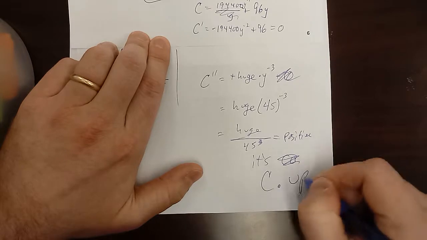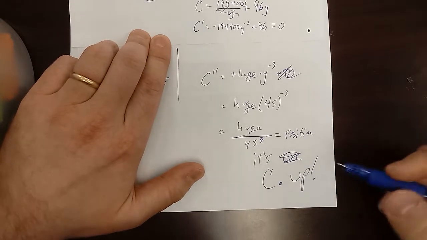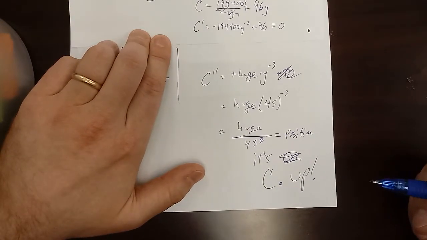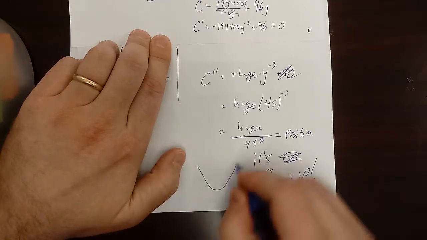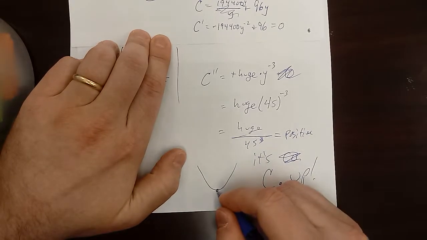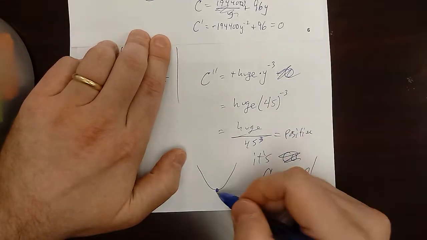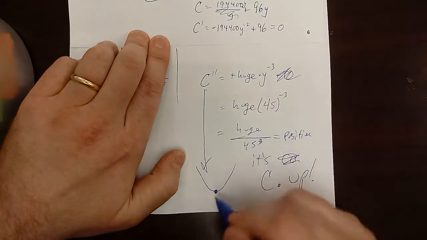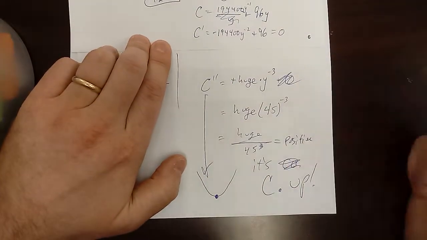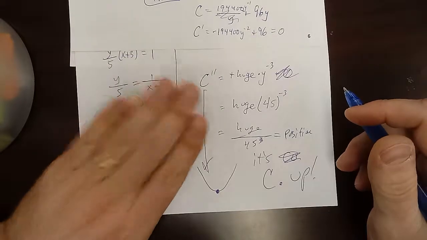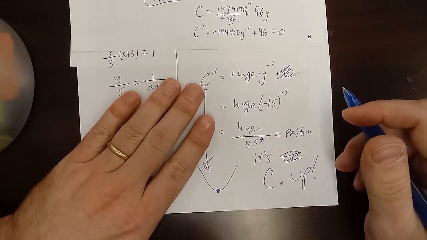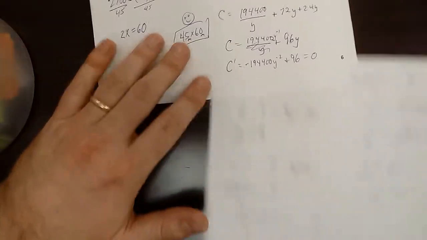It's cup, wee! That means it's like this. That means cost when it's 45, that means this C is a minimum. Hey, that's exactly what I want. So this will give me the minimum cost. Okay, let's go to the next one.